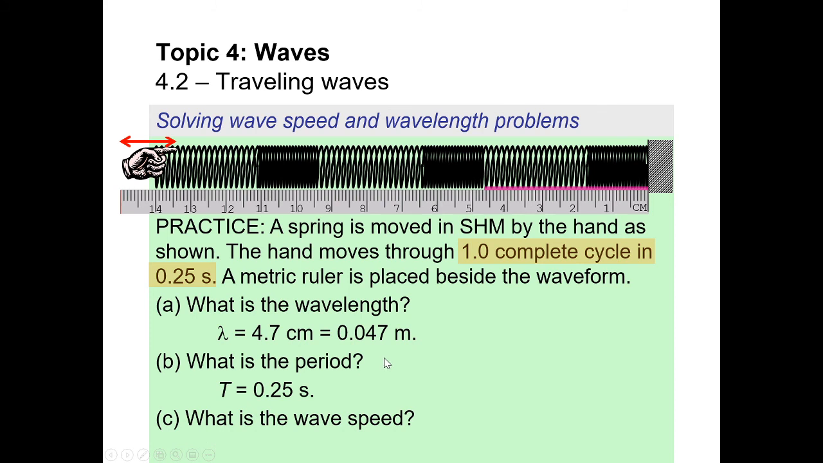And finally, what is the wave speed? Since we are not considering acceleration here, wave speed is distance over time. Distance being wavelength and time being period. So what do we have? We have the distance of 0.047 meters divided by the time of 0.25 seconds, resulting in 0.19 meters per second.